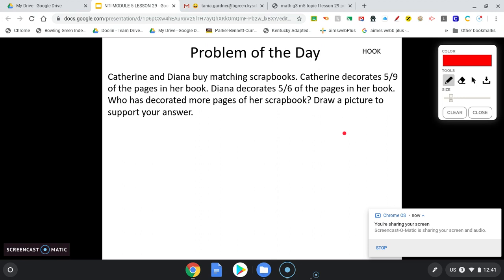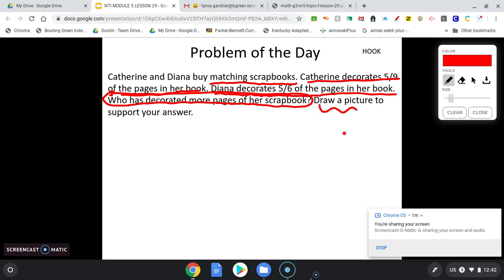So what do we know? Yes, we know that they buy matching scrapbooks, so that means they're the same size. Catherine decorates 5/9 of the pages and Diana decorates 5/6 of the pages in her book. So what are we trying to find out? Who has decorated more pages of the scrapbook? And we need to draw a picture to support our answer.